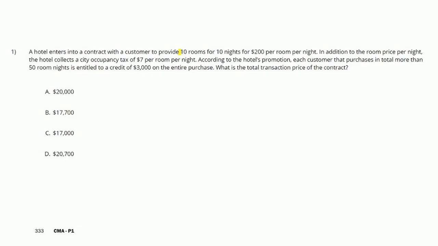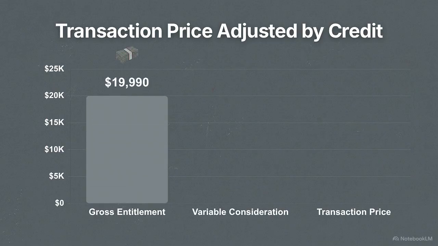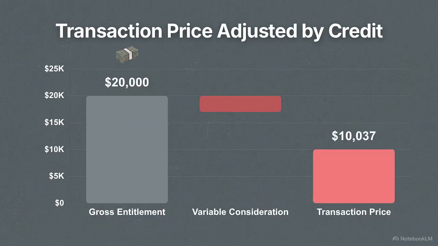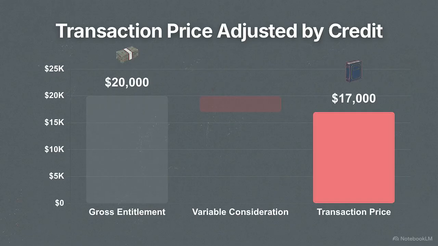This scenario involves a hotel contract to provide 10 rooms for 10 nights. The calculation is straightforward. 10 rooms at $200 for 10 nights equals a gross of $20,000. The hotel also collects a $7 occupancy tax per room. Because this is collected for the city, it is excluded from the transaction price. Finally, the contract includes a $3,000 credit for large purchases. This acts as variable consideration that reduces the expected entitlement. Deducting that $3,000 from the $20,000 gross leaves a transaction price of $17,000.